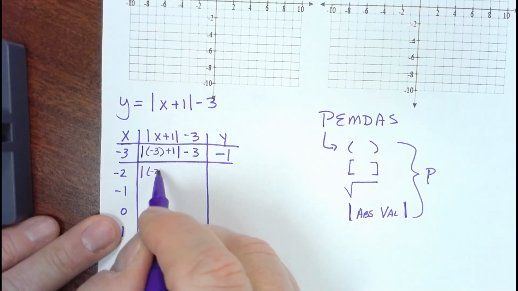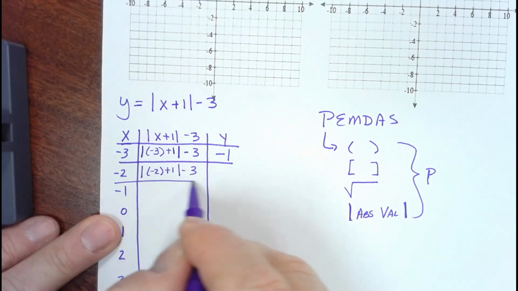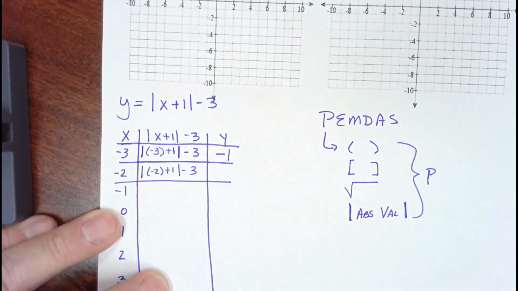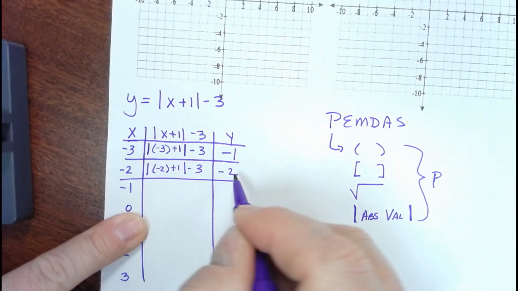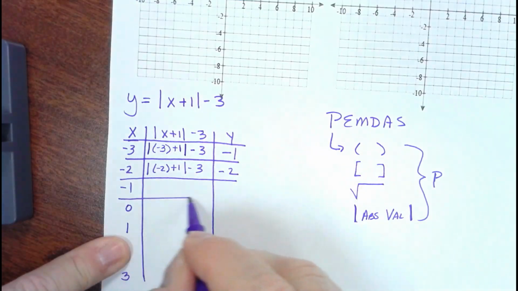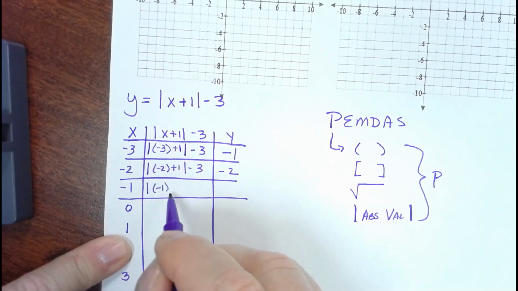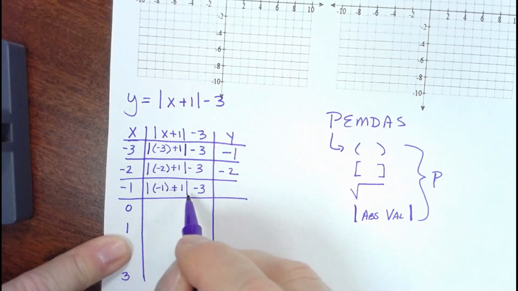Substituting in here, negative 2 plus 1 is a negative 1. The absolute value of that is a positive 1. Positive 1 minus 3 is a negative 2. Substituting negative 1 over here, negative 1 plus 1 is 0. Absolute value of 0 is 0, minus 3 is a minus 3.